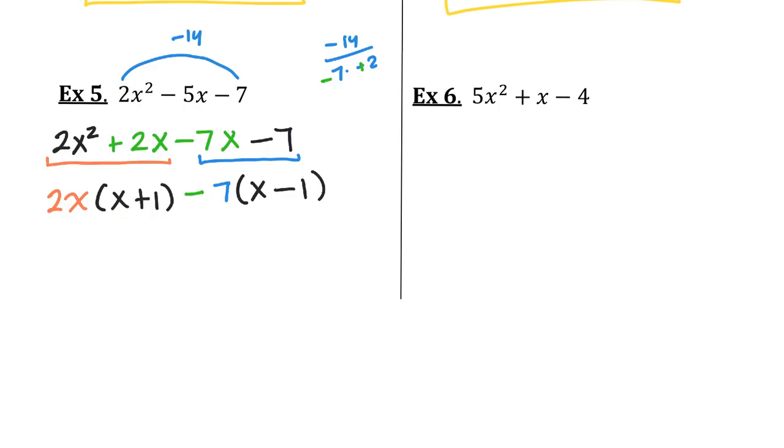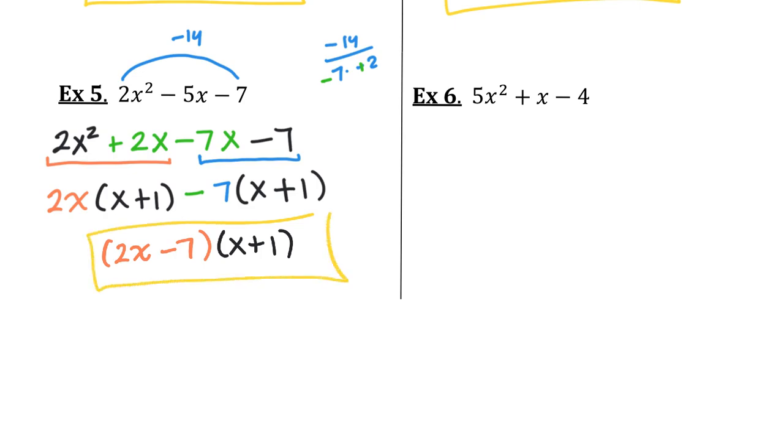Uh-oh, that doesn't look right. Negative 7 times positive 1 gives me negative 7. That looks better. I could tell that was wrong because these should match, and if they don't match, I've made a mistake. Okay, now I can go ahead and write my answer. And if you split your middle terms differently, you'll just have the same answer in the opposite order.